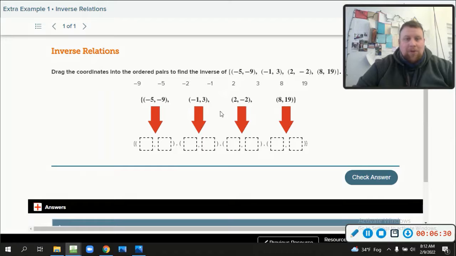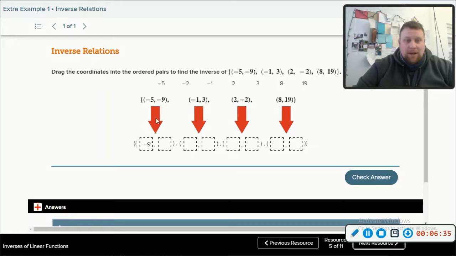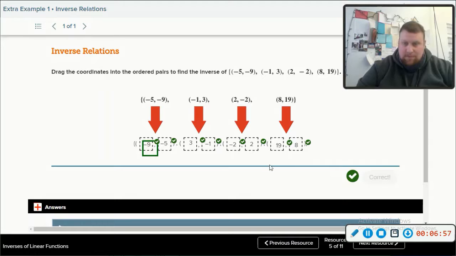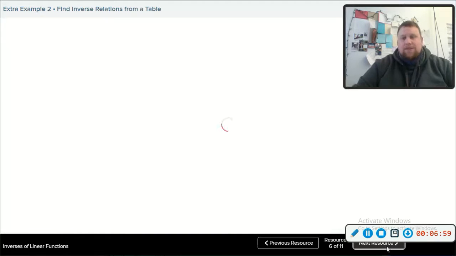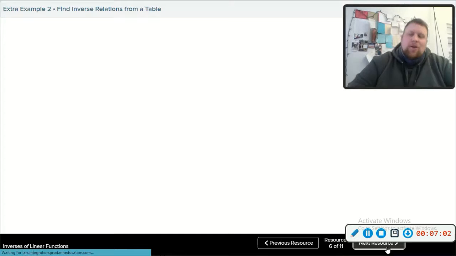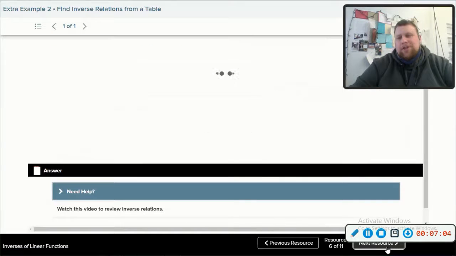Okay, we're just going through this again. What does -5, -9 go to? It goes to -9, -5. That's the inverse of it. -1, 3 goes to 3, -1. 2, -2 goes to -2, 2. 8, 19 goes to 19, 8. Boom. Told you a lot of this is going to be super quick. The only one that has any challenges is when we actually start doing functions, and that's not that bad.